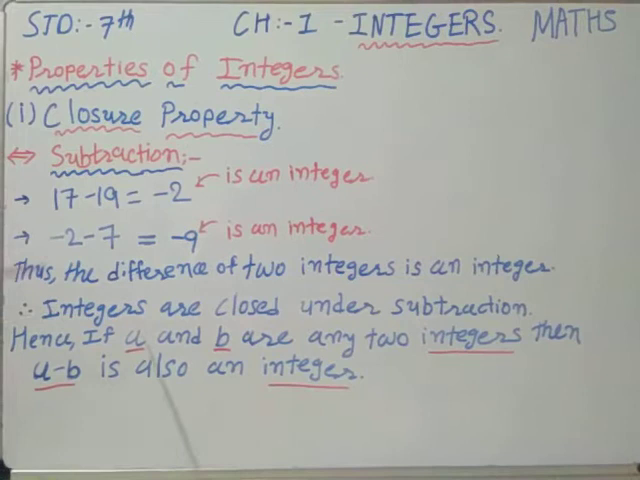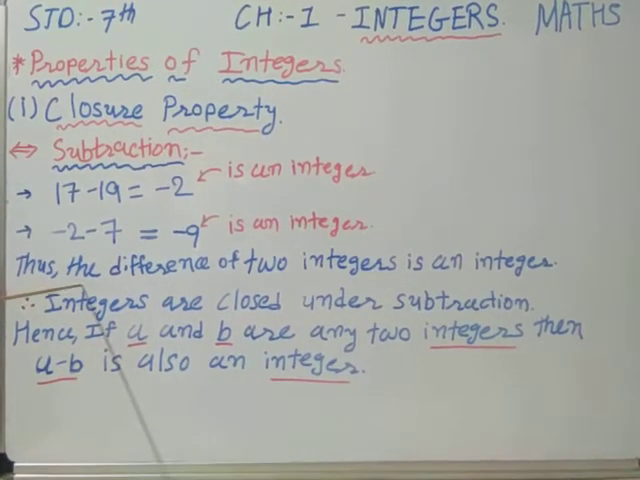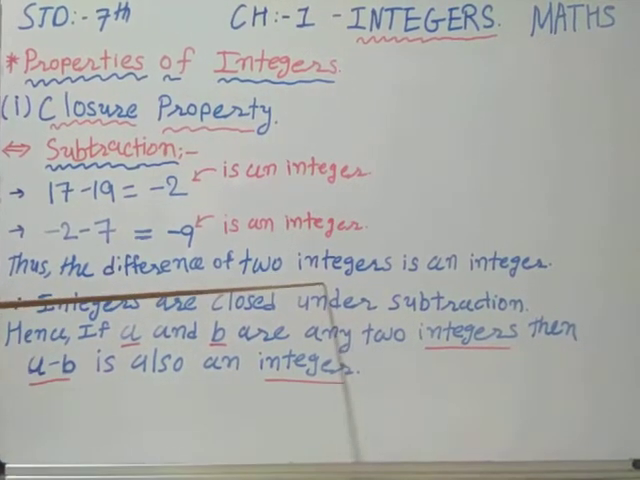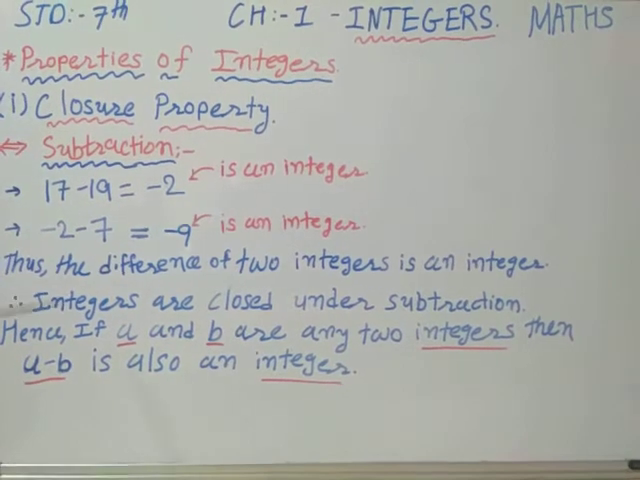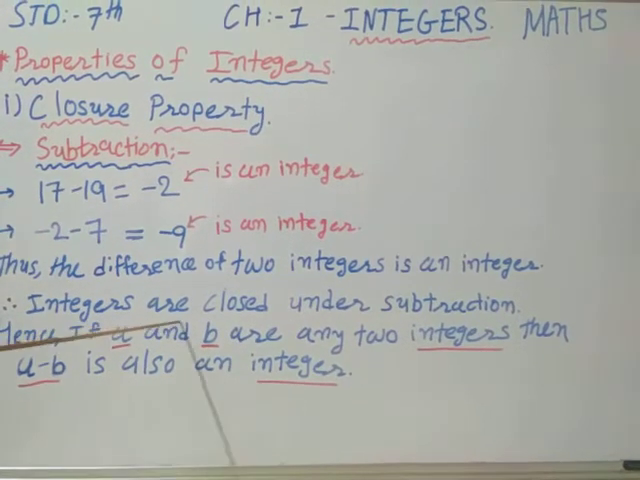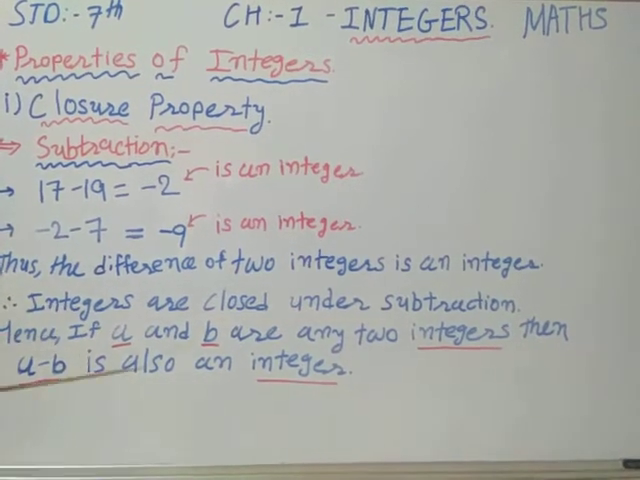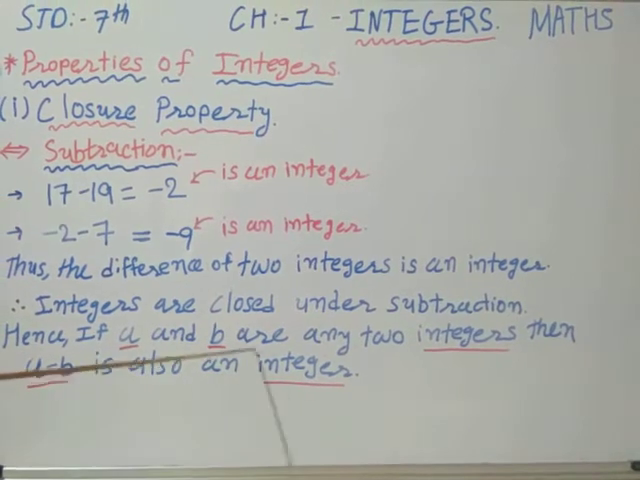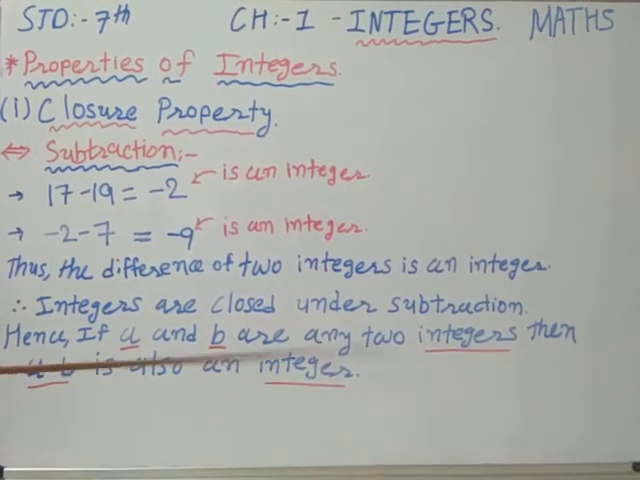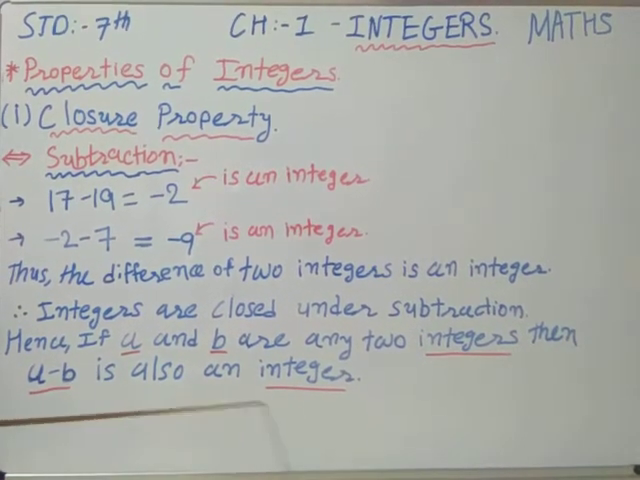From these examples, we can say that the difference of two integers is an integer. Therefore, integers are closed under subtraction. Hence, if a and b are any two integers, then a minus b is also an integer.